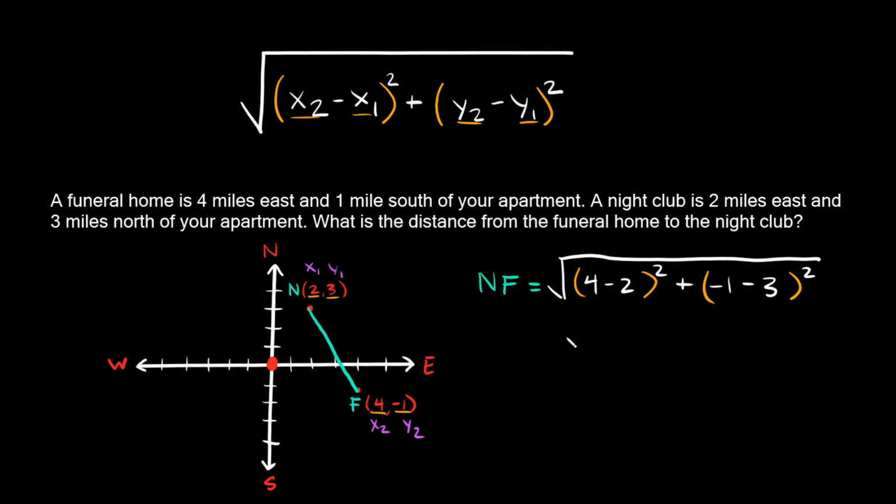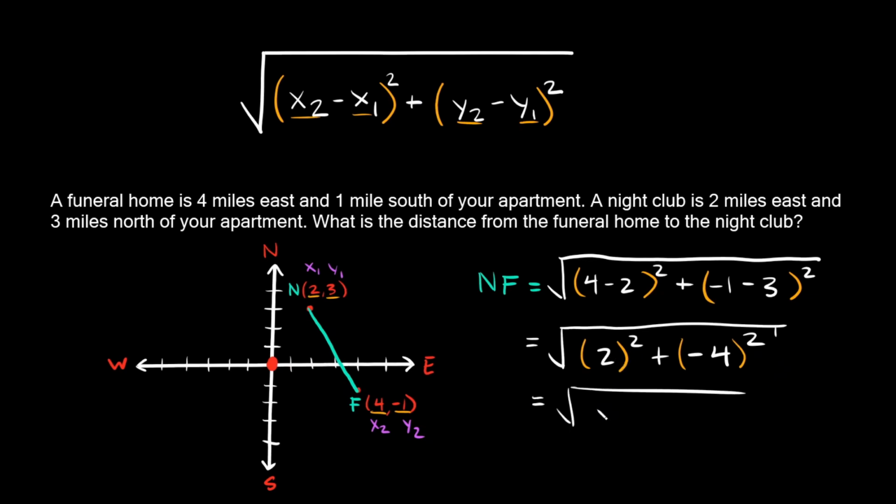Okay, so now if we simplify this, so 4 - 2, that's equal to 2, right? So we have 2 squared plus -1 - 3, which is equal to -4, right? So -4 right there, and that's squared also. Okay, so then this is gonna be equal to the square root of 2 squared, which is 4. So we get 4 plus -4 squared is equal to 16. Okay, so then this is gonna be equal to the square root of 4 plus 16, which is 20.